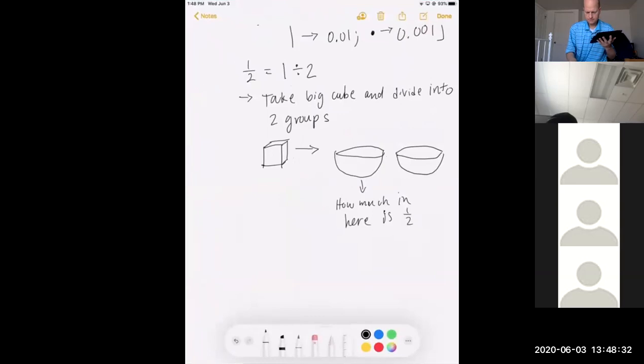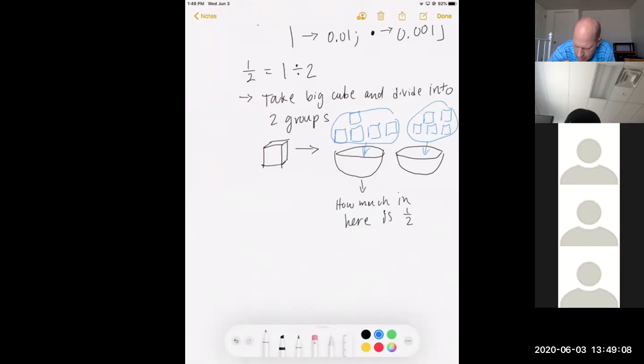So going back to my picture, I separate the big cube into tenths. So the big cube is going to go right here. 1, 2, 3, 4, 5. I have to separate them into flats here. 4, 5, 6, 7, 8, 9, 10, okay? So this many will go into this bowl here. This many will go into this bowl here. So whatever's in that bowl is what 1/2 is. So that's equal to 5/10, because I used 5 of the flats to break it up.